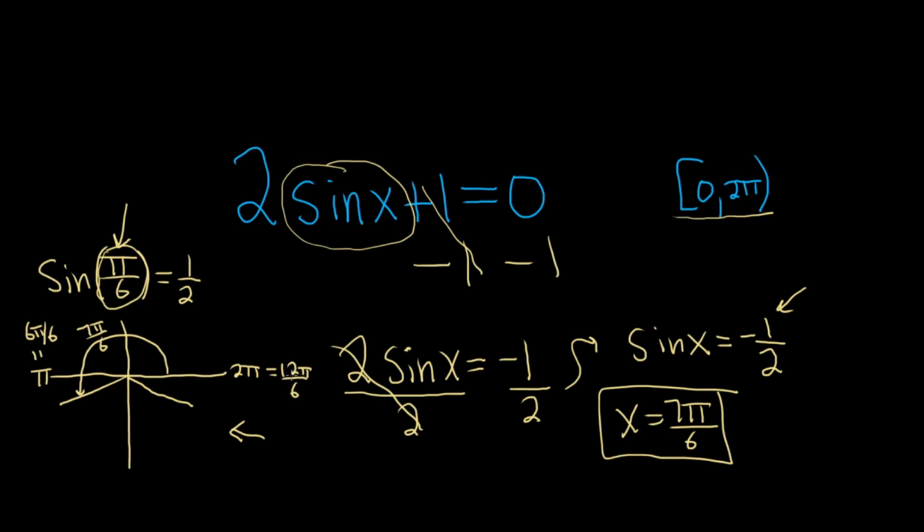So if you take 12 pi over 6 and you want this angle here to be pi over 6, that's our reference angle, then you need 11 pi over 6. You just subtract. So 11 pi over 6. So the other answer to this problem would be 11 pi over 6.